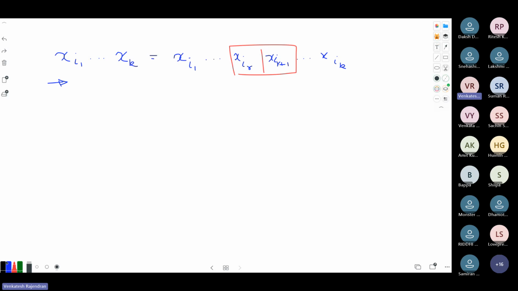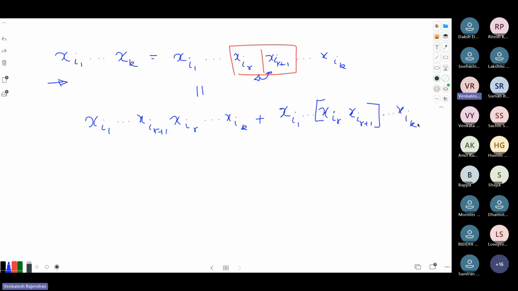But if you are actually swapping them, then what will happen? You need to rewrite this as x_{i1}, etc., x_{ir+1}, x_{ir}, etc., x_{ik}. But then you will be paying some cost by swapping it. That will be just the commutator: x_{i1}, etc., x_{ir}, x_{ir+1}, the commutator, etc., x_{ik}. So this is what will happen. You have swapped and then you have replaced that by the commutator.